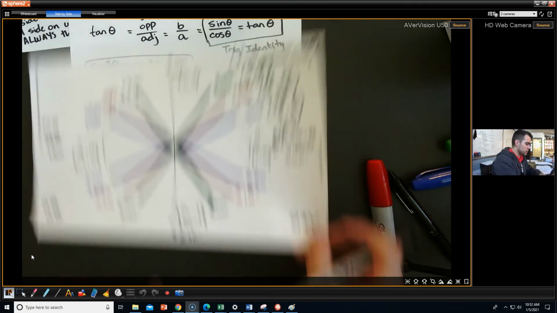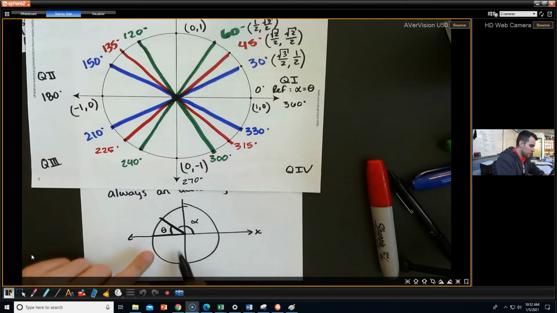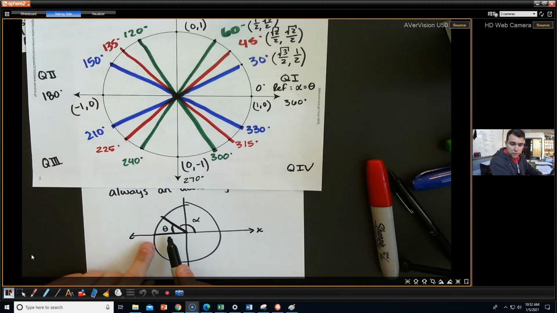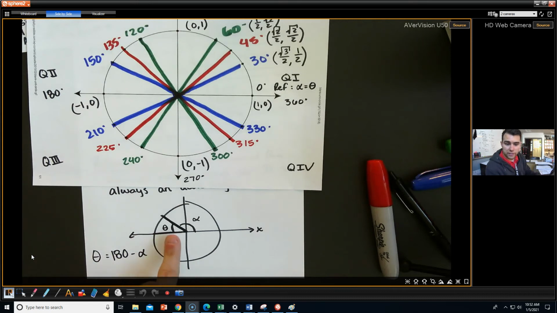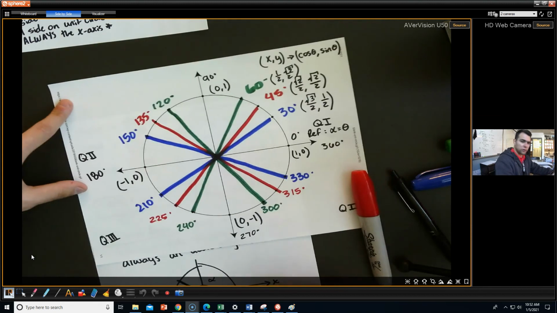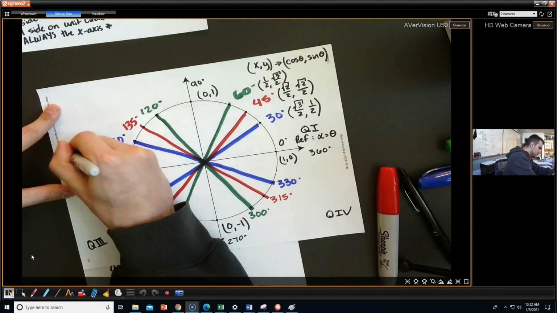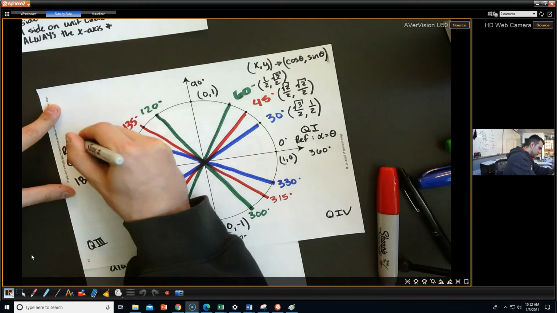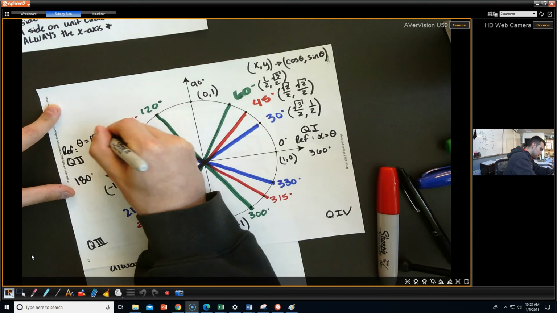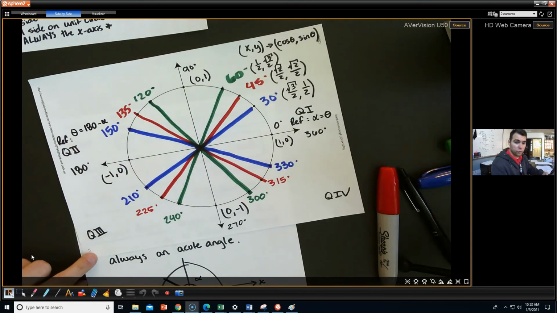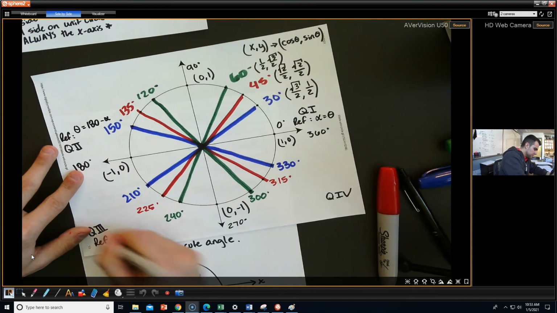If we think about quadrant 2, and this is kind of what we had in this diagram right here, if I want this angle, I'm going to have to do 180 degrees minus alpha. That is what's going to give me my theta right here. So I'll write it above. Reference, theta is equal to 180 minus alpha.